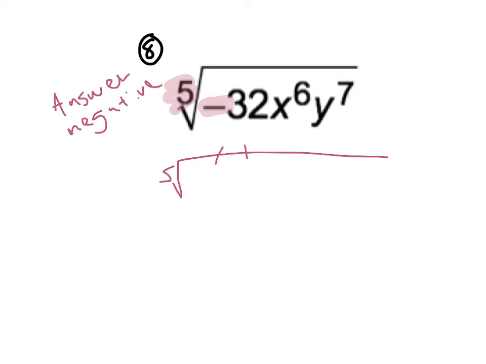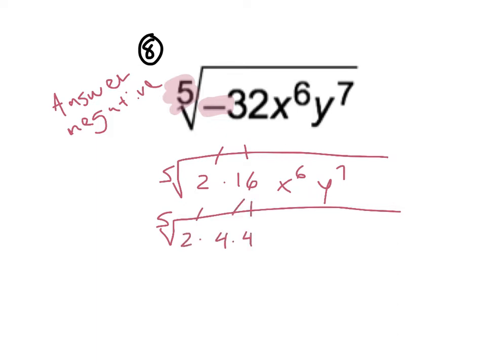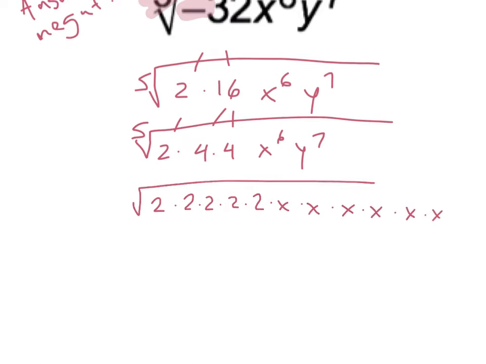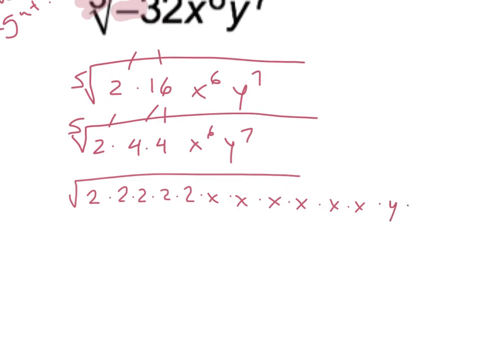So we can break down 32 into 2 and 16. I'm just going to leave the x to the 6 and y to the 7 there for now until I break down all the numbers. So we have 2 times 4 times 4, x to the 6, y to the 7. And then we have 2 times 2 times 2 times 2 times 2. And then we have 6 x's and 7 y's.